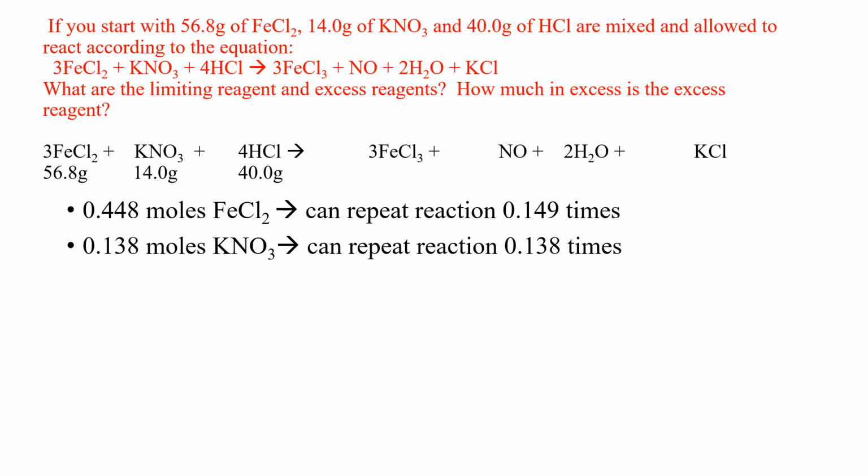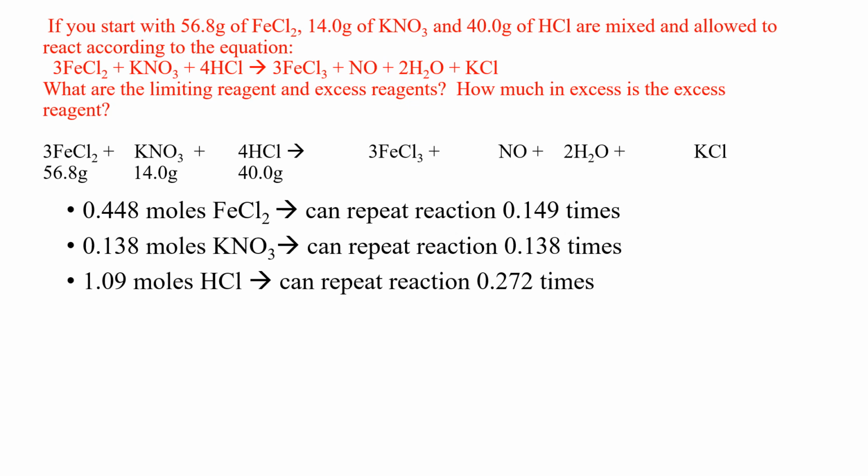So I'm going to do the same thing with hydrochloric acid. So I have 40.0 grams of hydrochloric acid. That means I should have 1.09 moles of hydrochloric acid. Now, given 1.09 moles of hydrochloric acid, I should be able to repeat the reaction 0.272 times, because per reaction, per recipe, I have 4 moles of hydrochloric acid. So if I have 1.09 moles of hydrochloric acid, I'll use 1.09 divided by 4. I should be able to do the reaction 0.272 times.